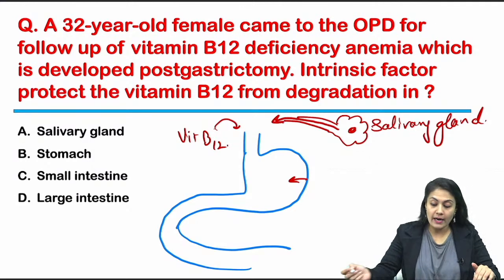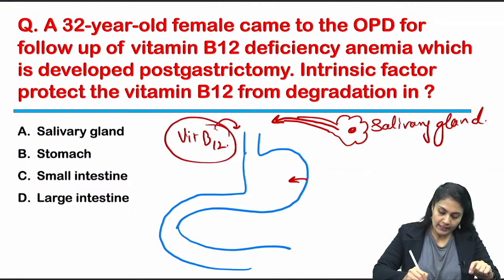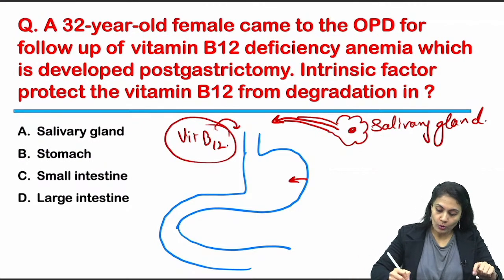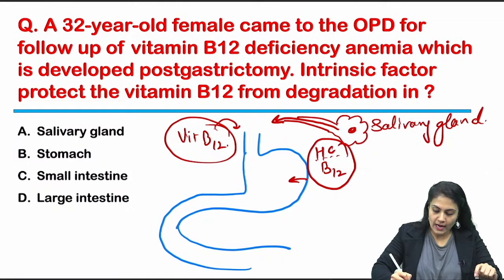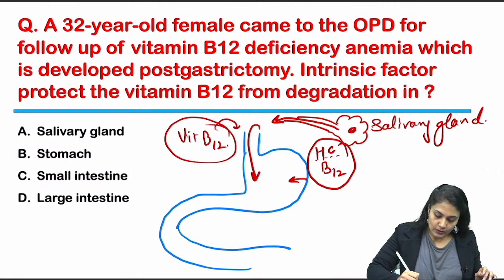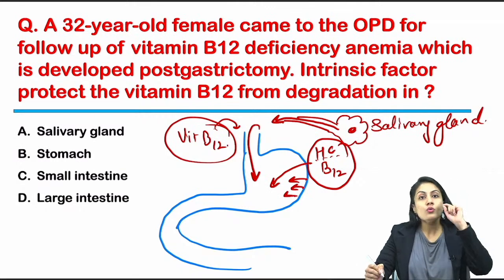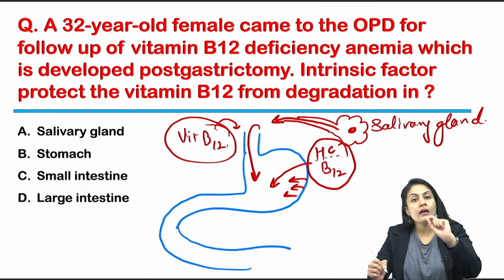From the salivary gland, haptocorrin will be released to protect the vitamin B12, right? So, haptocorrin is going to bind to the vitamin B12, because we have to protect it from the enzymes, as well as this combination will come as soon as it is going to come into the stomach. What is going to happen? A lot of acid is there, so it is going to protect it from the acid also.